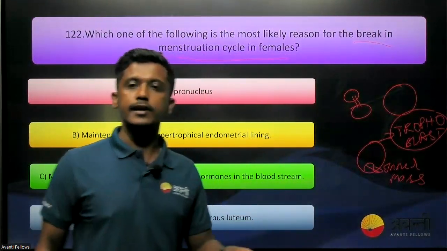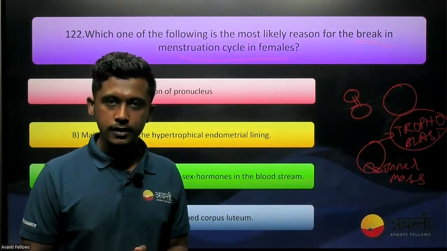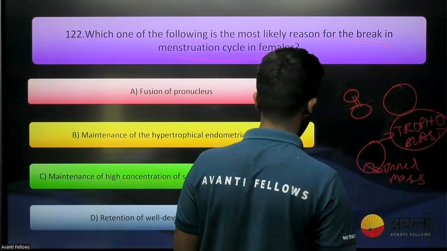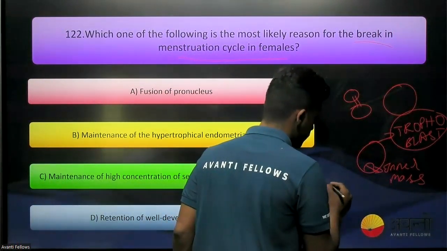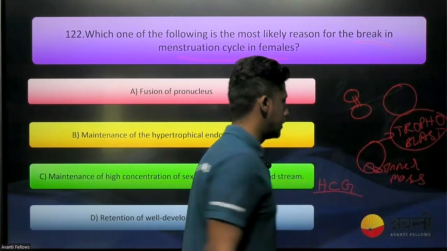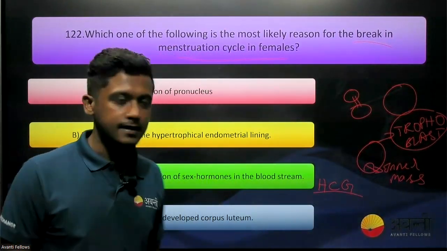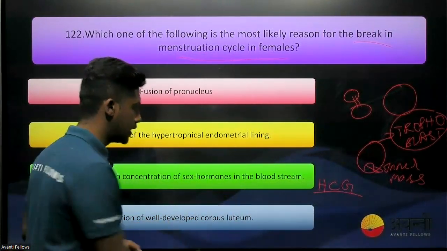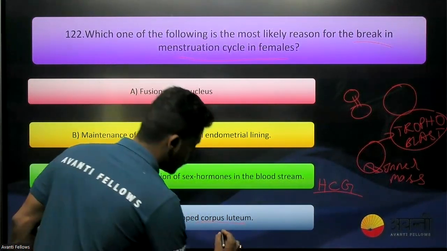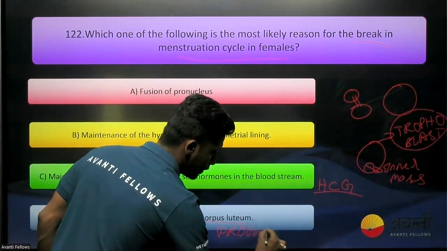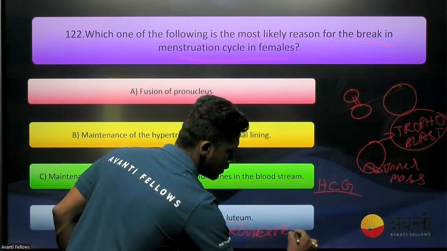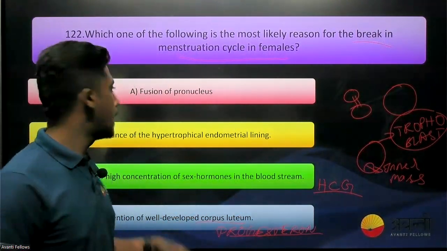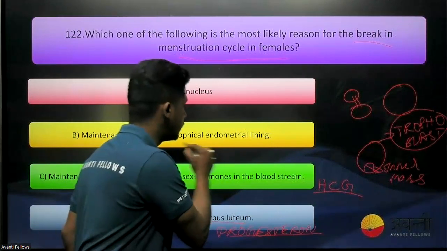One of the trophoblast layers will go and attach to the walls of the uterus, and the other trophoblast layer will produce human chorionic gonadotropin, HCG, and this HCG will prevent our corpus luteum from degenerating. So when our corpus luteum does not degenerate, now what will happen? That will lead to the production of more progesterone. When progesterone is more, now what will happen? The maintenance of the endometrium lining will take place.